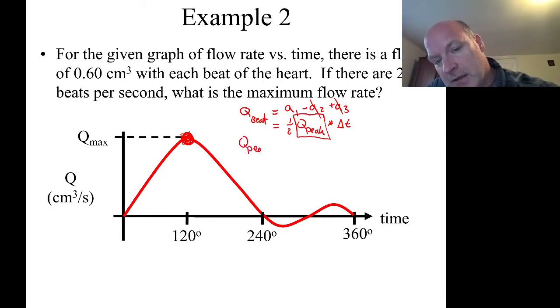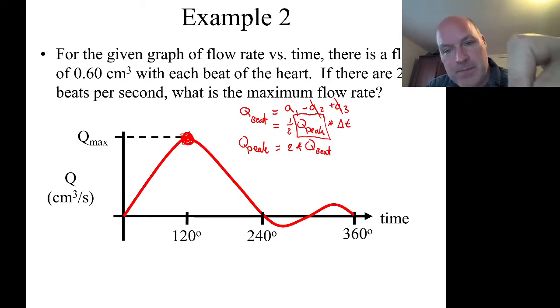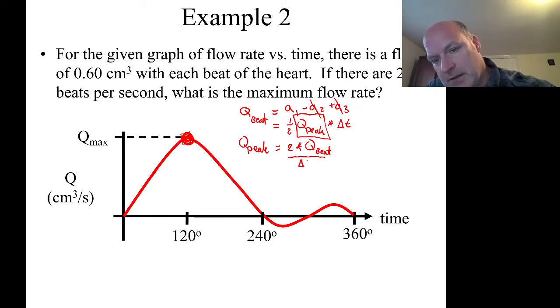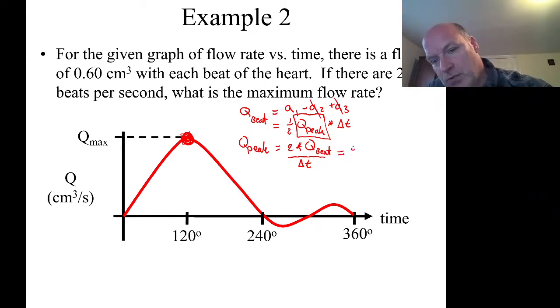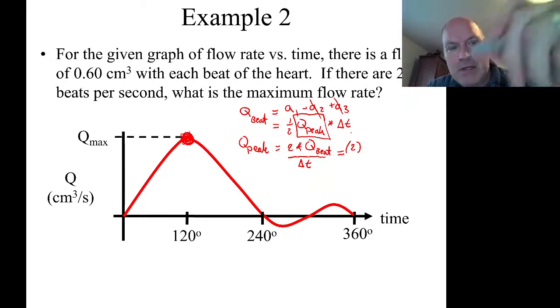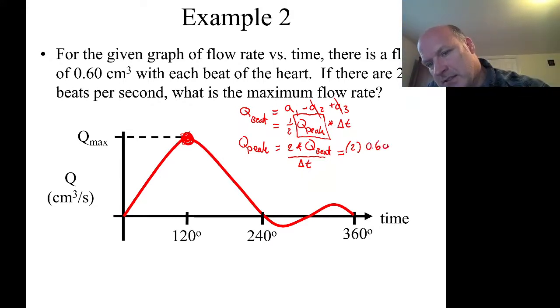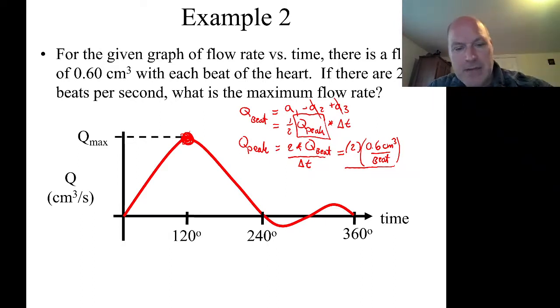Q peak is going to be equal to 2 times the flow in a beat divided by delta T. Okay? So we say 2 times flow per beat, 0.6 centimeters cubed per beat, all divided by delta T. So what's delta T? It's the base. So it's 240 degrees minus 0 degrees.